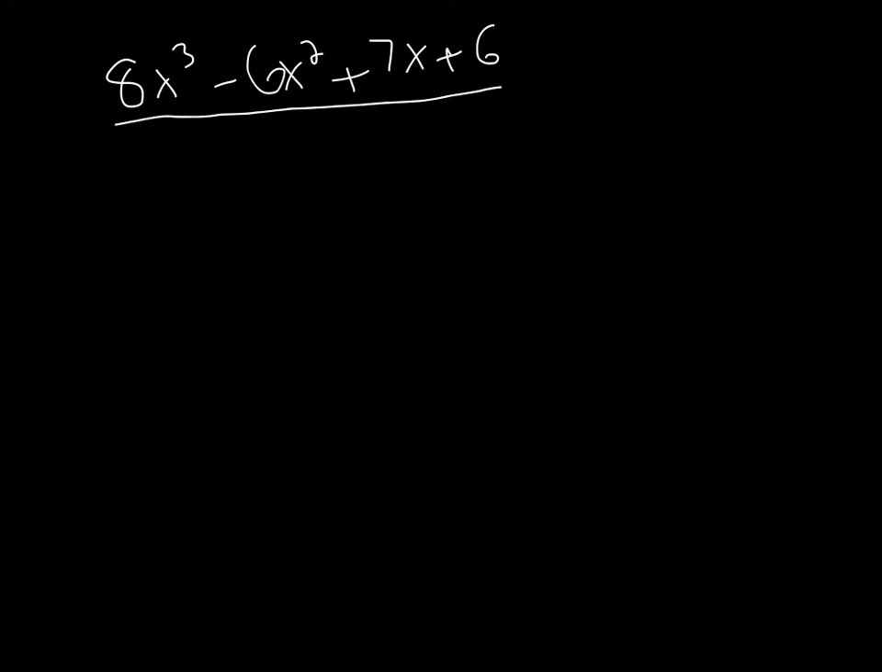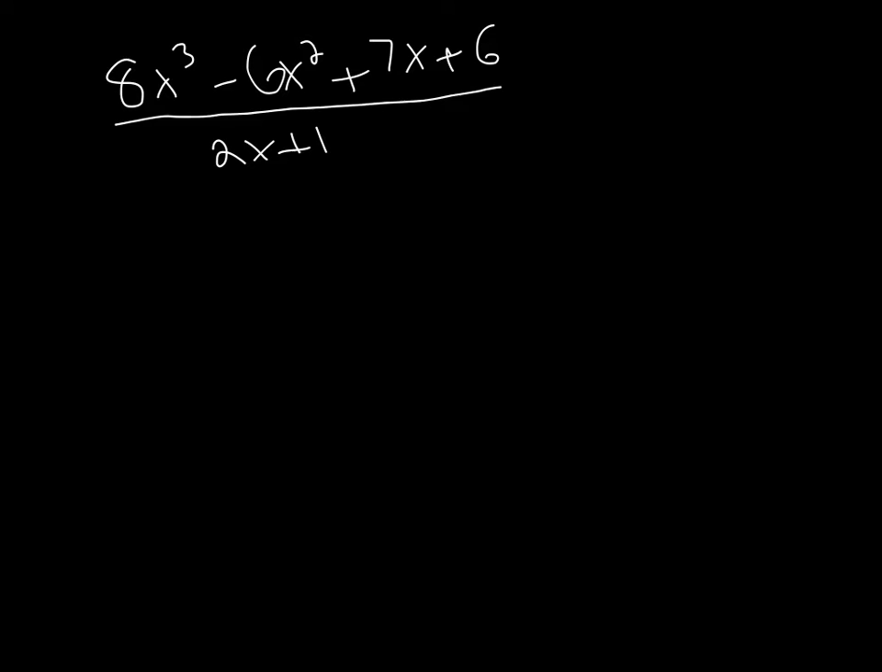All right, so here's the easier of the two examples when we divide polynomials. And the question we're going to begin with is 8x cubed minus 6x squared plus 7x plus 6. And that's going to be divided by 2x plus 1.